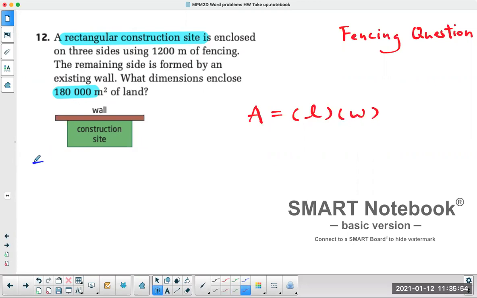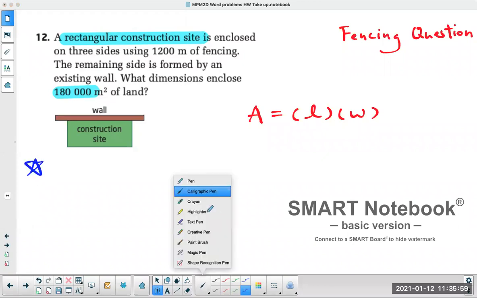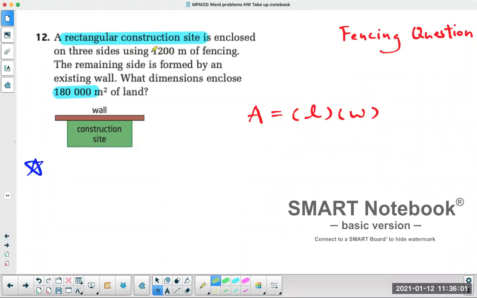And then what's going to change for each of the questions is the following. The question must give you some sort of fencing material. So here it says 1,200 meters of fencing material. They also tell you in the question how many sides you need to construct. So here, I need one side here, one side here, and one side there, because this is a wall. You don't need to put a fence on the wall.